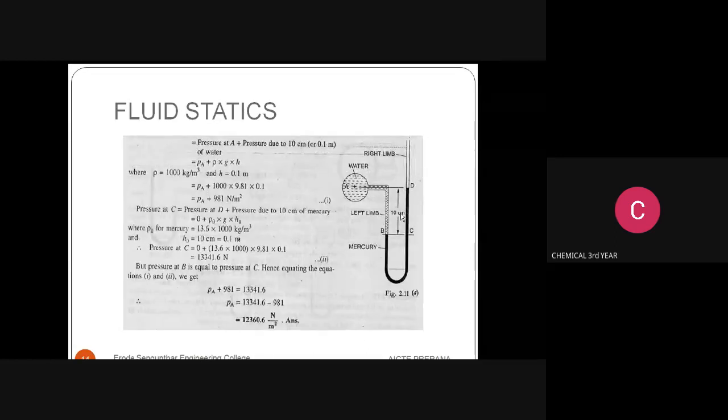So pressure at C is equal to pressure at D plus, so likewise we need to calculate the pressure at the point C. That is nothing but pressure at D plus pressure due to 10 centimeter of mercury. Right. So pressure at D is open to the atmosphere, so there will not be any gauge pressure at D. So that is 0. So pressure due to 10 centimeter of mercury is rho naught into g into h naught. Right. So density of the mercury is given.